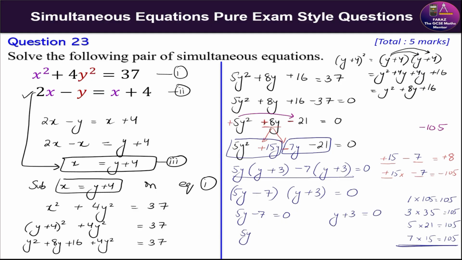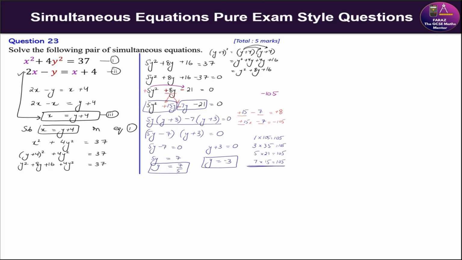Therefore for 5y minus 7 equals 0, adding 7 on both sides will give you 5y equals to 7, and then dividing by 5 on both sides, it will give you y equals to 7 over 5. And for this one, subtracting 3 on both sides, it will give you y equals to negative 3. Alright, now we have the values of y, y equals 7 over 5 and y equals negative 3. So we can find the value of x also by using equation number 3, as in equation number 3, x is already the subject. So one by one, substitute y equals to 7 over 5 in equation number 3.